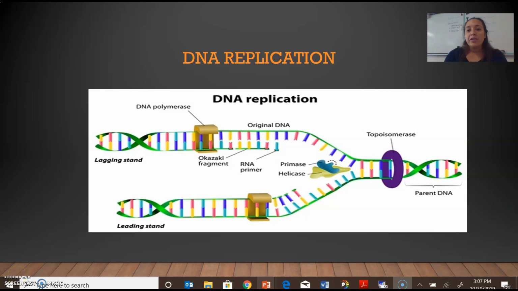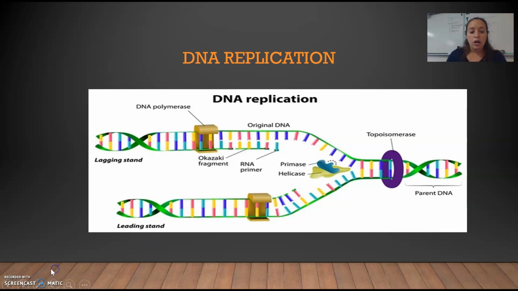Okay, so we're going to be learning about DNA replication today. DNA replication is what occurs in interphase during the S phase. So we've talked about what happens in interphase, and you have G1, S, and G2. During the S phase, S stands for synthesis, you have DNA replication.